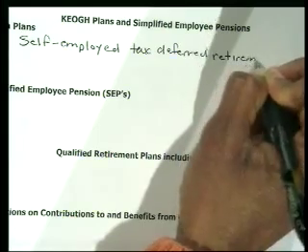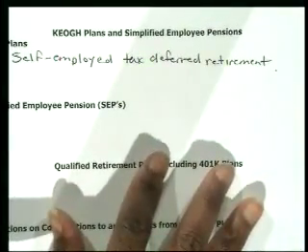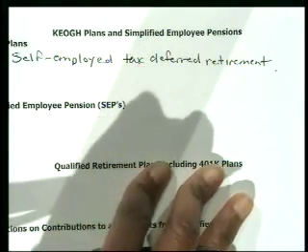Okay, on page 319, they talk about a Keogh plan or a simplified employee pension plan. These are plans where mostly we're looking at self-employed people setting up plans for retirement. So if I'm self-employed, I very much want to set up this tax-deferred retirement plan. So we're looking at a self-employed tax-deferred retirement plan, and they call these Keogh plans.